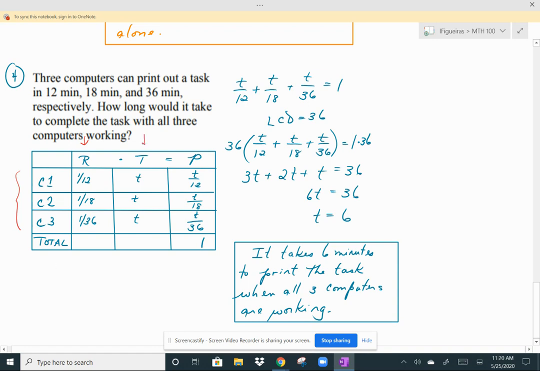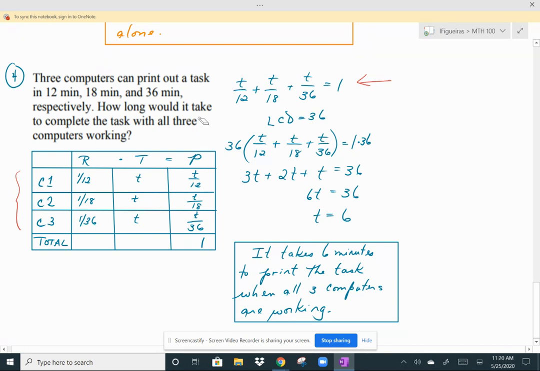We want to know how long it takes to complete the task when all 3 computers are printing. So again, t is your unknown. Part of the job done is the product of rate and time. So I get t over 12, t over 18, and t over 36. And when the whole job is done, it equals 1. So that's your equation. The sum of all of the parts equals 1.